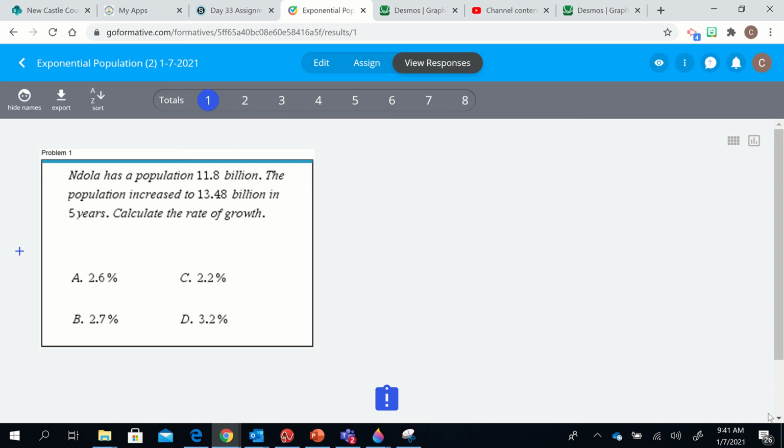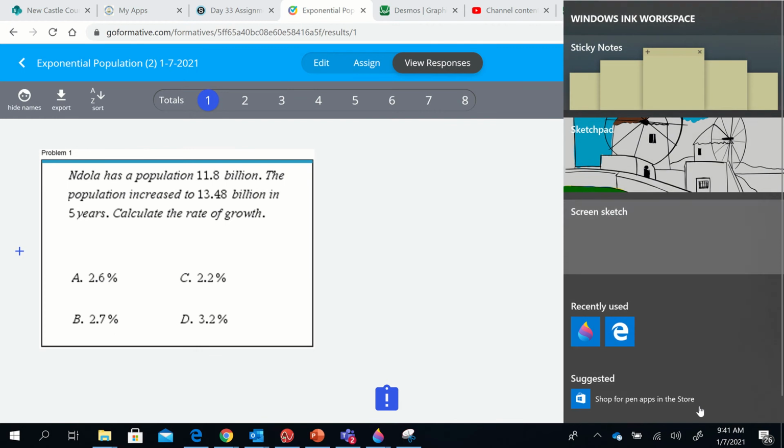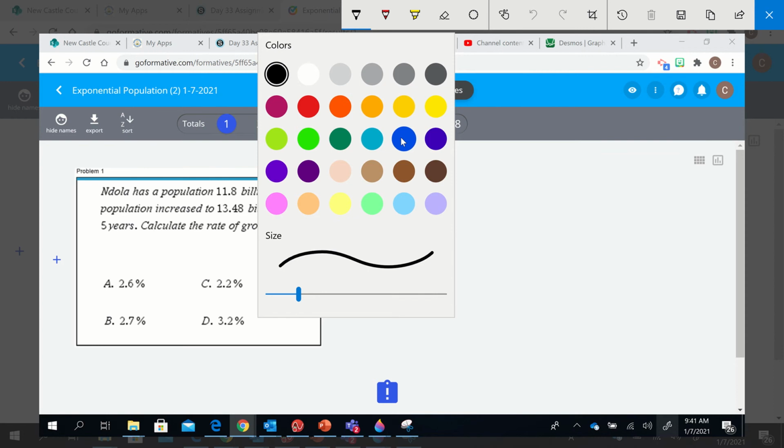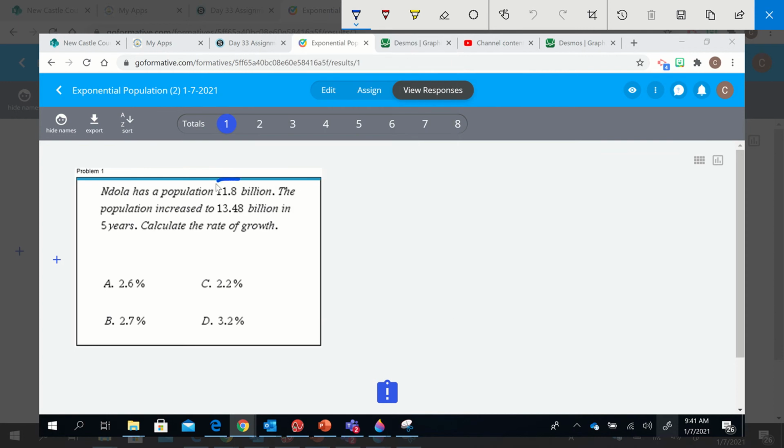This is exponential population 2. We do the setup similar to what we did before on our previous problems dealing with exponentials. We have to get our starting point. So our starting point here is 11.8.